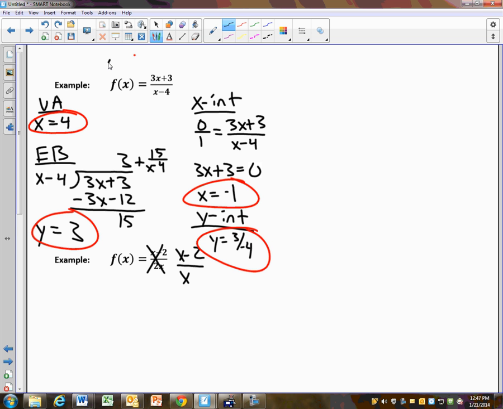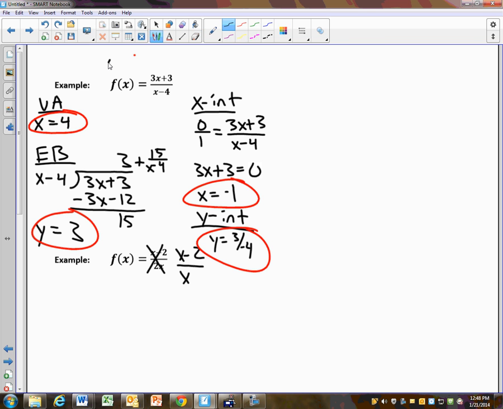Because the rule is to find the x-intercept, you set the y value, or f of x, equal to 0. The rule is to find the y-intercept, you plug in 0 for x. So you can see that one just simply asks me to plug in 0, the other one asks me to cross multiply. See the difference? So when you're plugging in 0 for the y-intercept, you just plug it in and see what you get. Plug and chug.